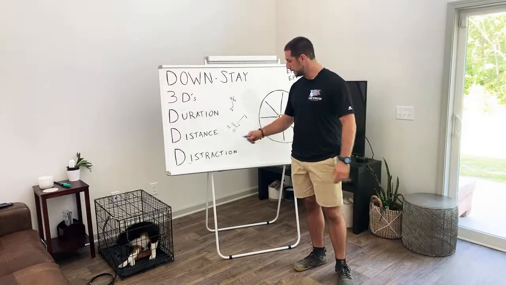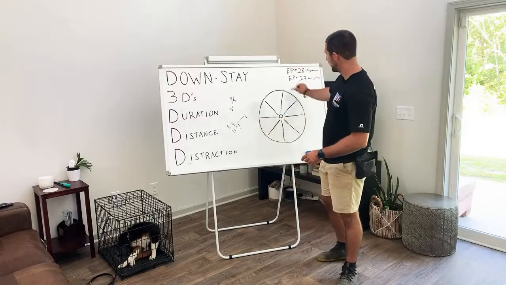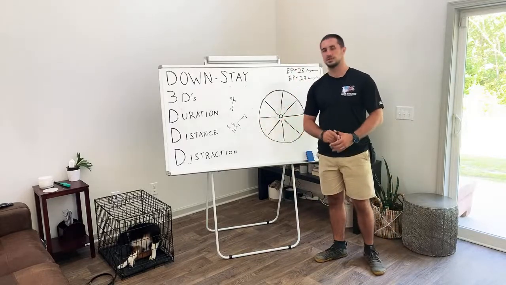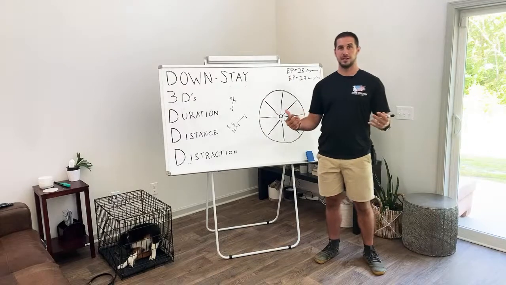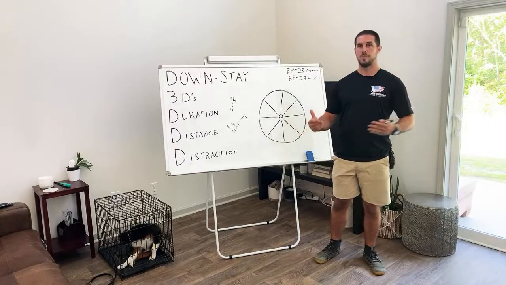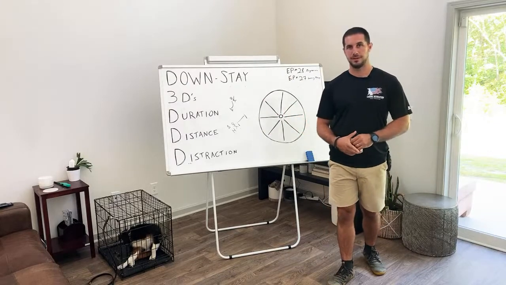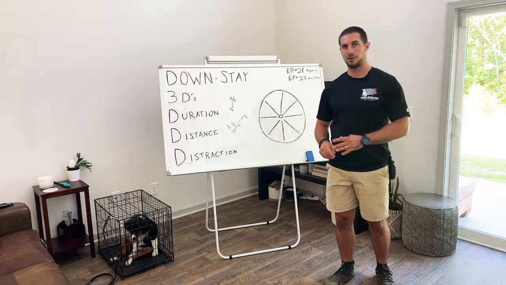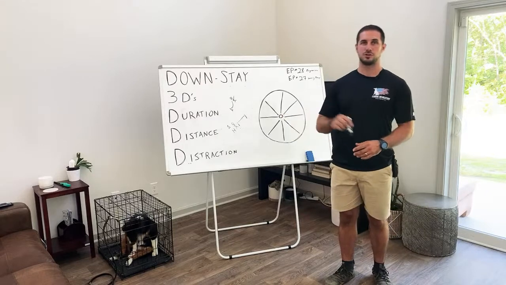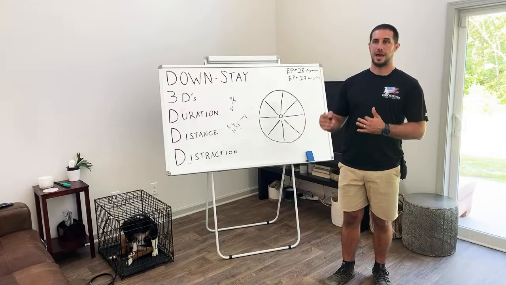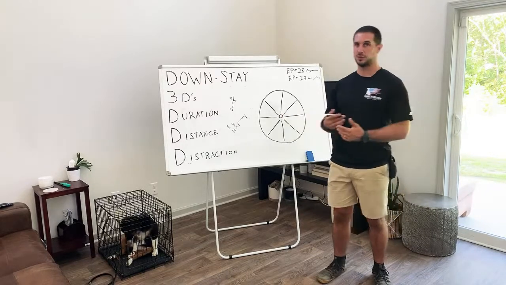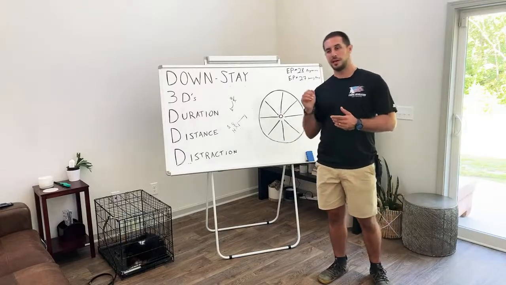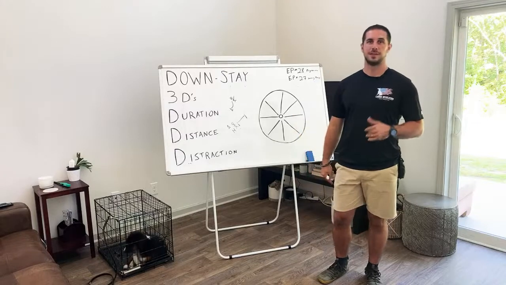All right, then let's talk about distraction. That's where this piece right here comes in. This is the wagon wheel, all right? Distraction is my dog maintains a down stay no matter what's going on around them, all right? In its simplest form, that's going to be you, the trainer or the handler, moving around your dog, okay? As you progress, as your dog becomes more comfortable with the overall down stay behavior, you're going to introduce other distractions that are going to challenge your dog.